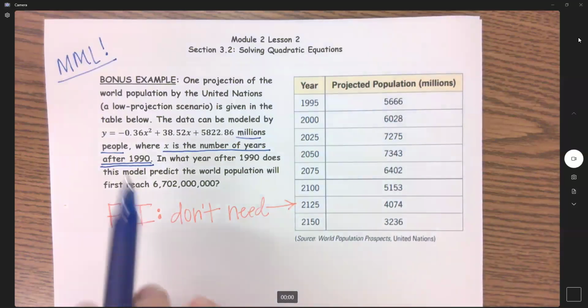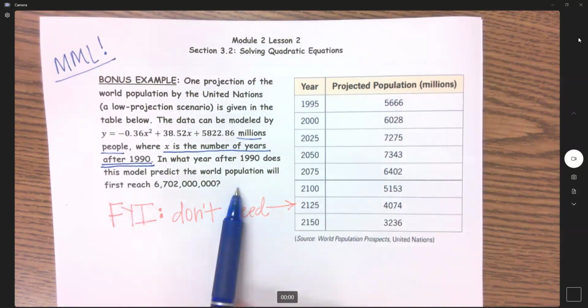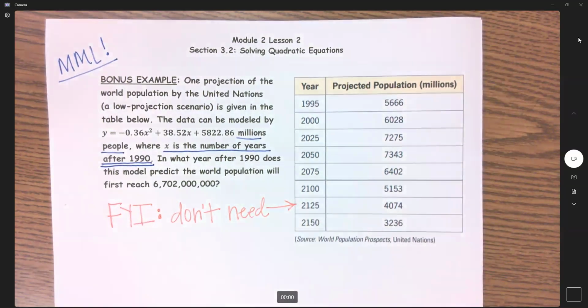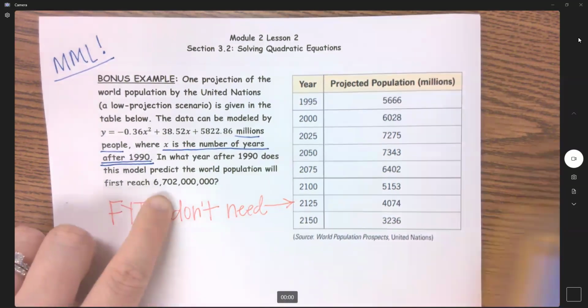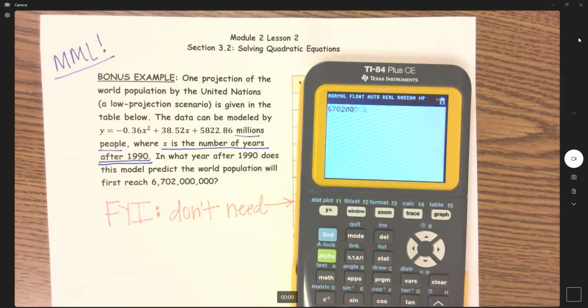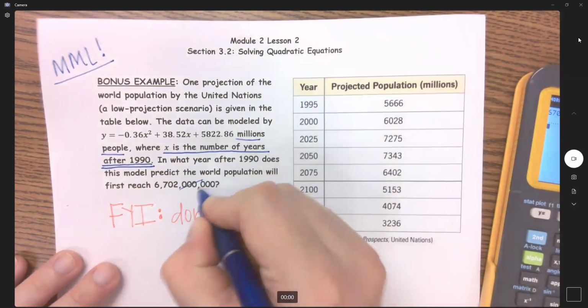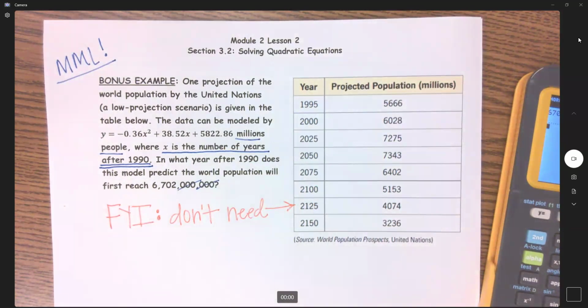Second thing is that y is in millions of people, and then they give me this big number right here in billions. So what you need to do is, if this is in millions, you need to take this number and divide it by a million. So 6,702, and then six zeros, divided by 1, and six zeros. Okay, and we get 6,702. So when I have this number here, knock off those back zeros right there. We don't need them.